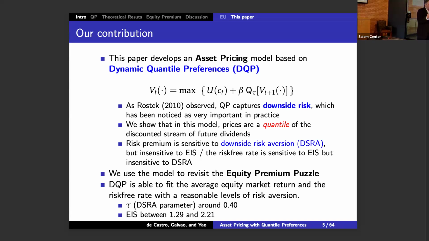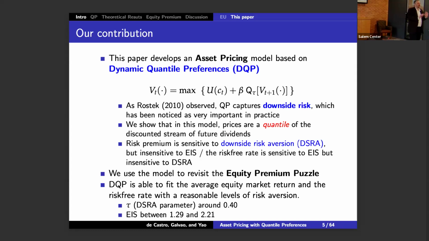And what we find is that, remember, I said that the equity premium puzzle is a falsification of expected utility. It's not a falsification for this model. Why? Because when you take this to the data, the parameters that you get, and I'll explain this in a moment, are very reasonable. And I'm going to try to convince you of that.